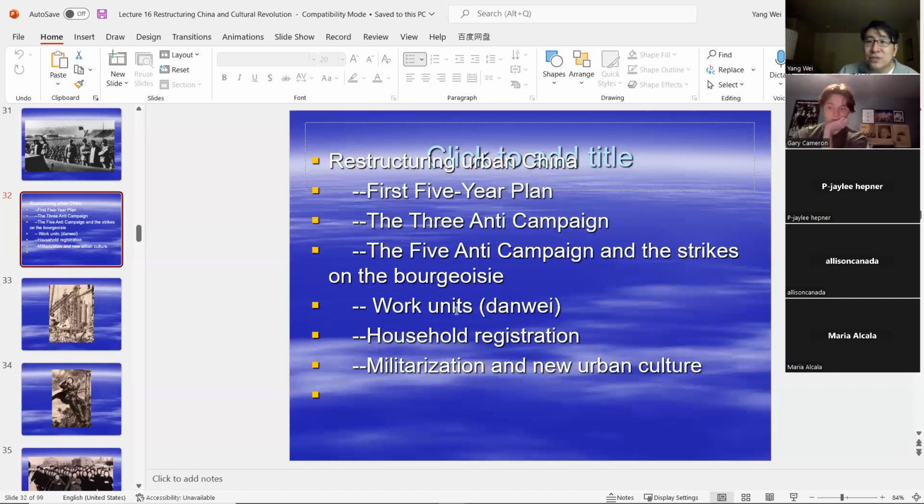And in cities, people are organized into so-called work units, or danwei. For example, if you work for a university, the university is controlled by the party, okay? If you work for a factory, the factory belongs to the party. There's a party boss running the factory, and a party boss running the university. So for every work unit, there is always a party boss controlling you and then reporting to their own party boss. Okay, so it's a hierarchy, a pyramid system.